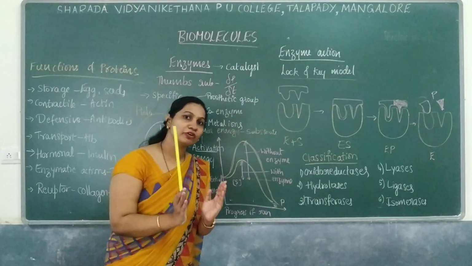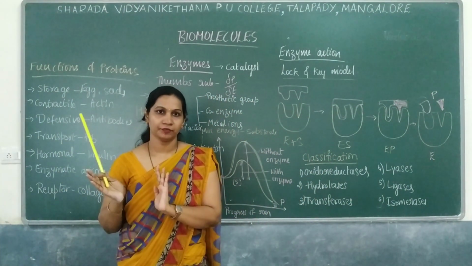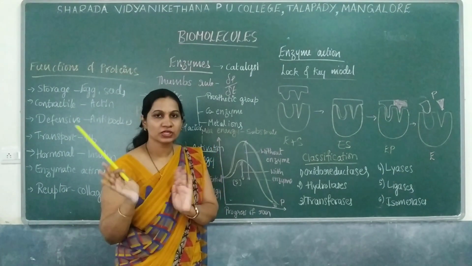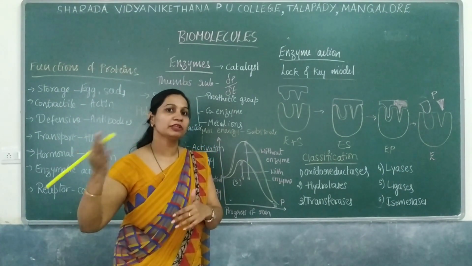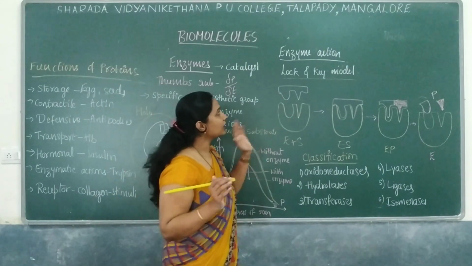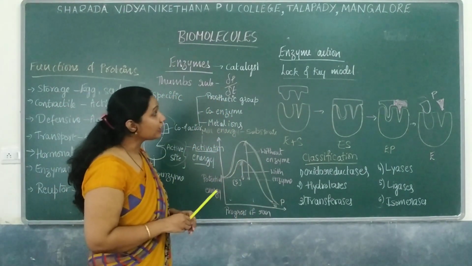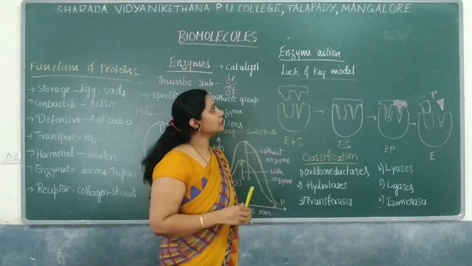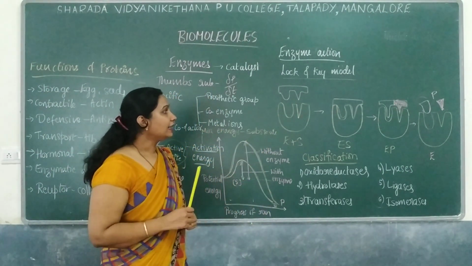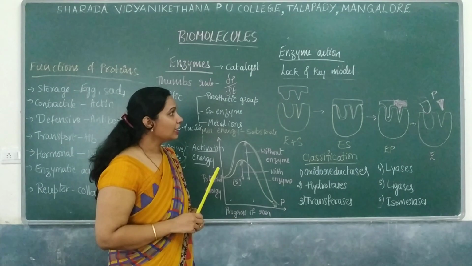Enzyme is ready for the next binding. It is ready because there is no change in the enzyme. So that will be ready for the next action. So that is regarding the enzyme action, which is mainly explained using the lock and key model.